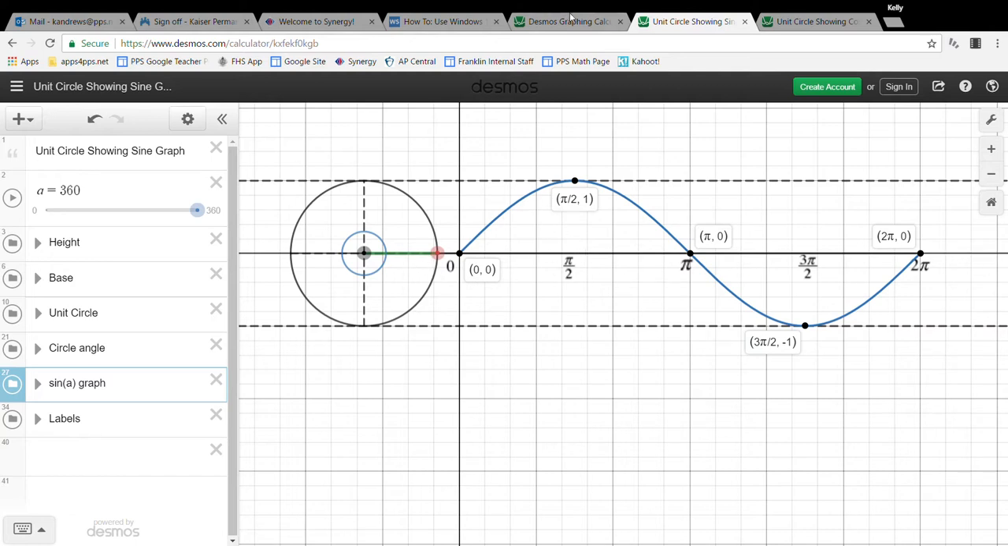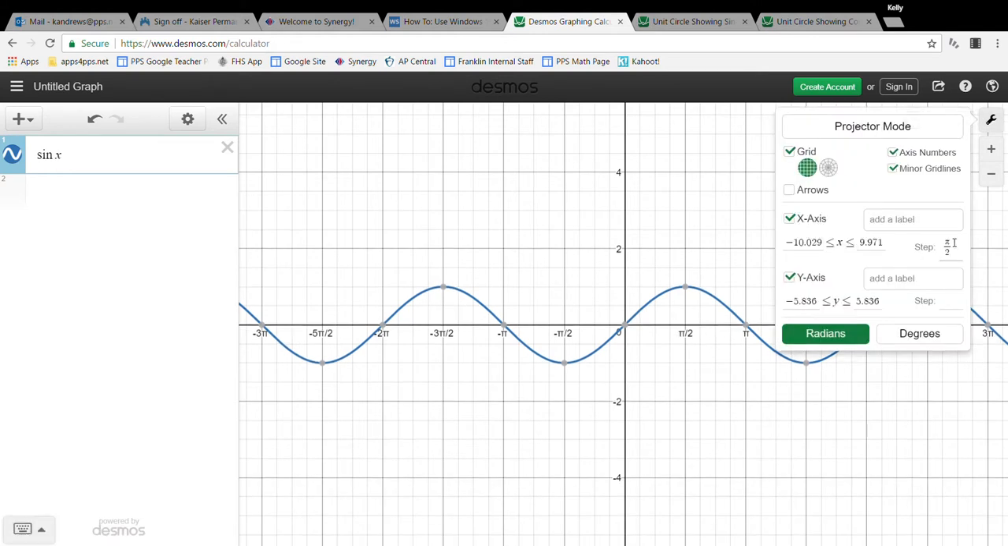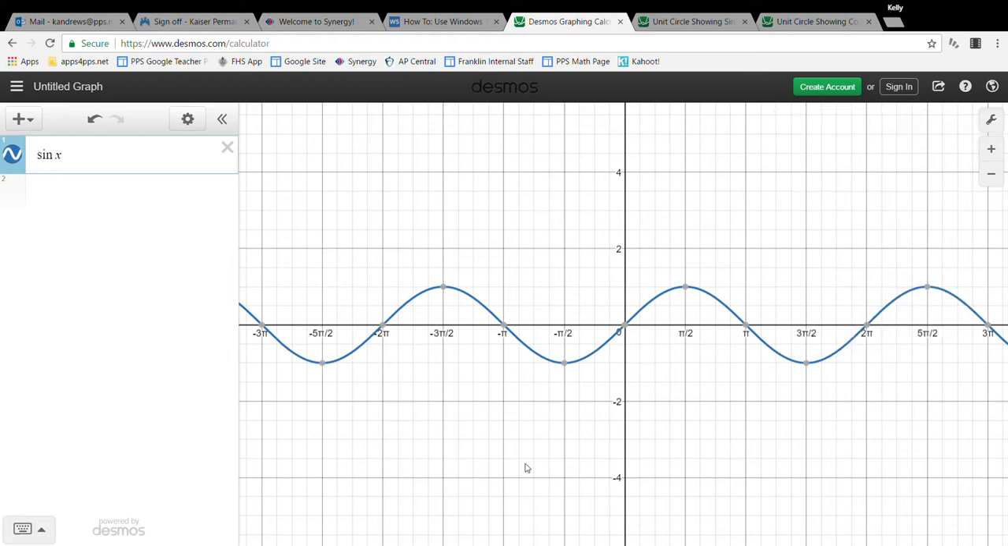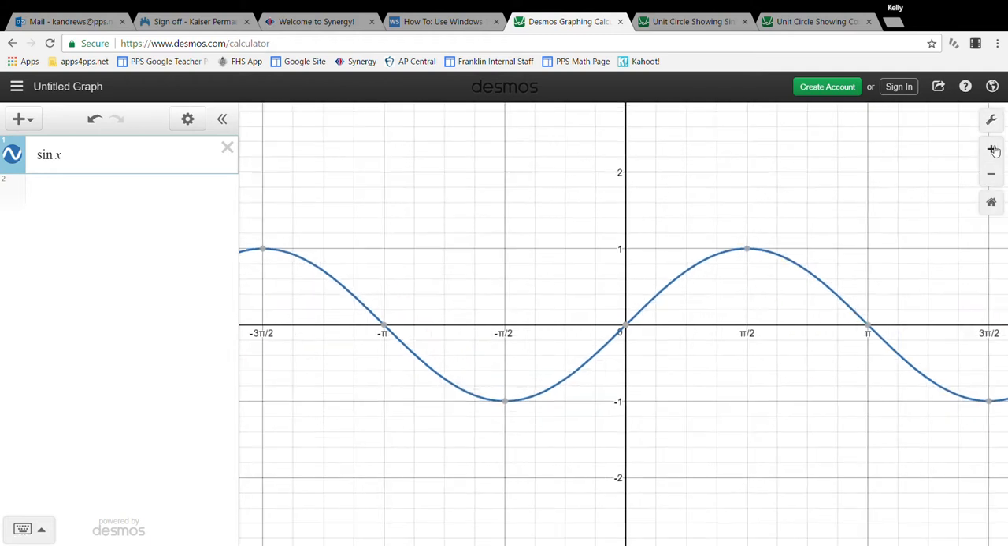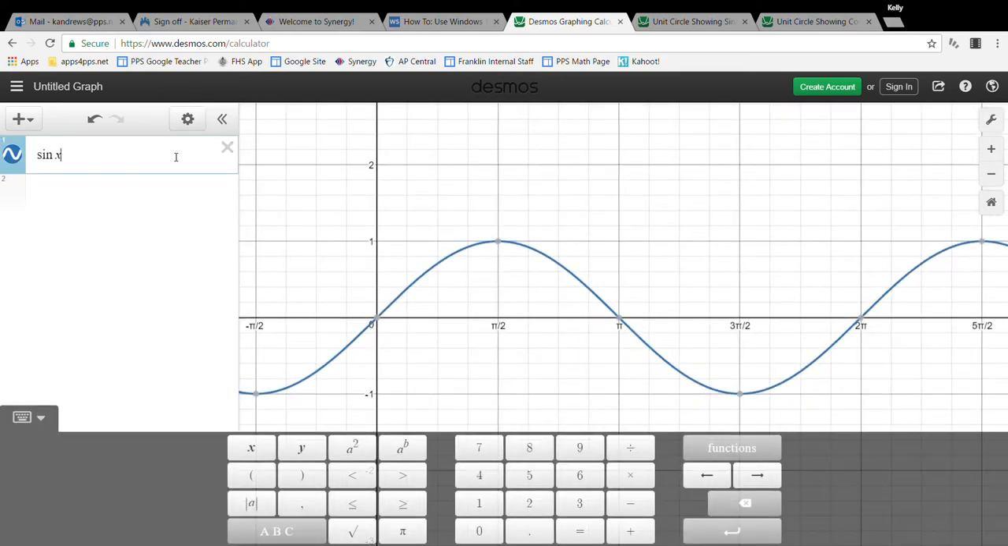So if I go to just a basic graph, and I put in sine of x, and I have changed my scale to be pi over 2. If you're using Desmos, you can do that right here. Just type in pi over 2. I'm also going to zoom in just a tad. So right now, my midline is at y equals 0. So that green line right there.